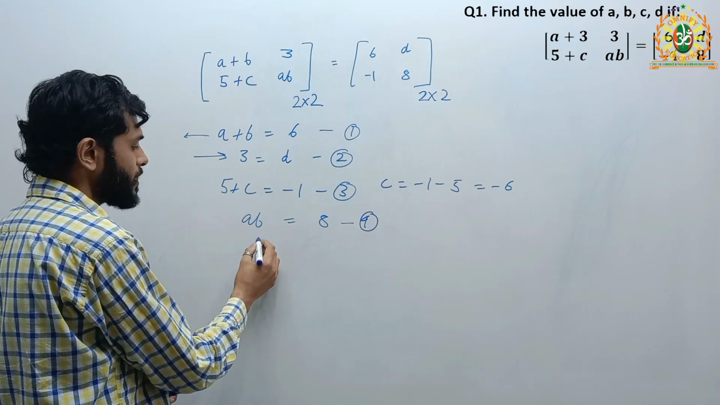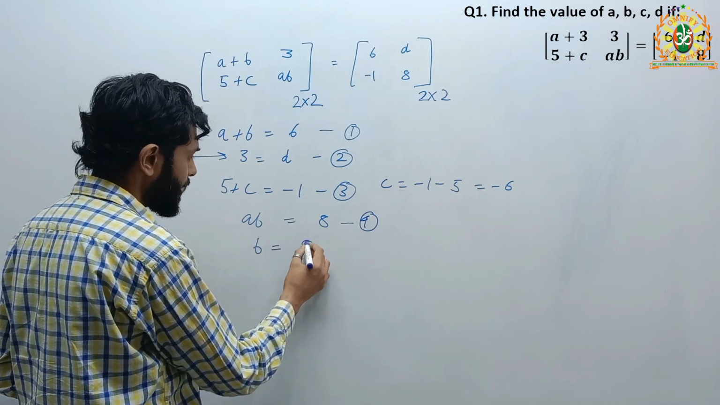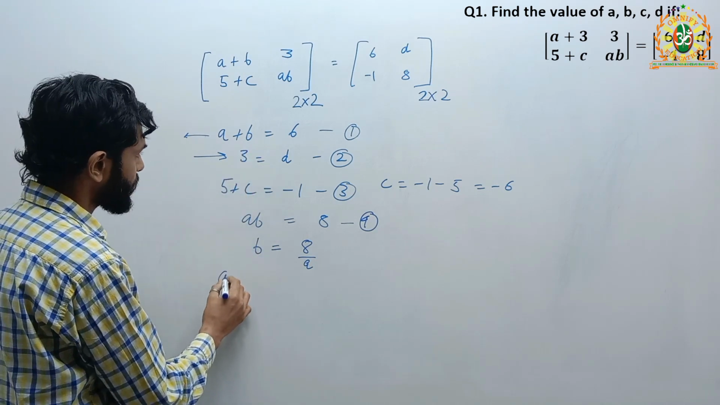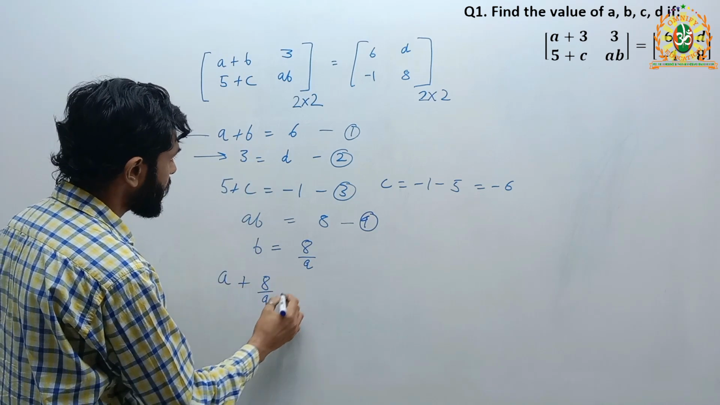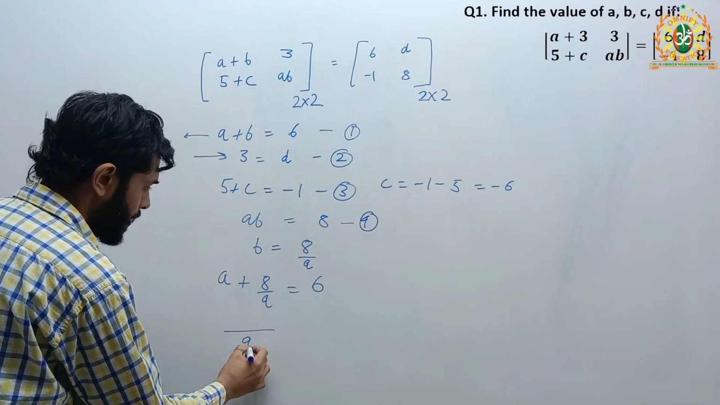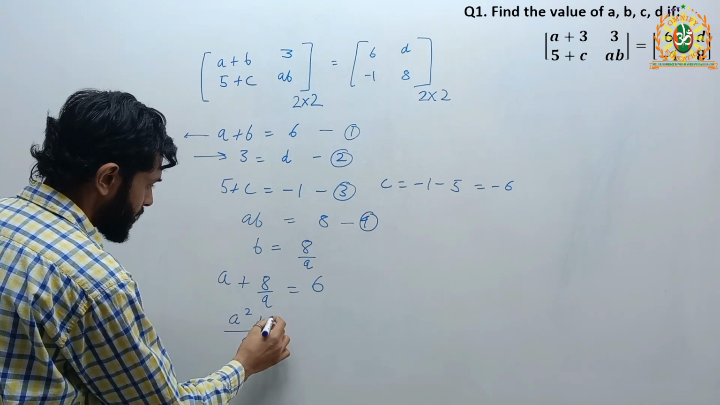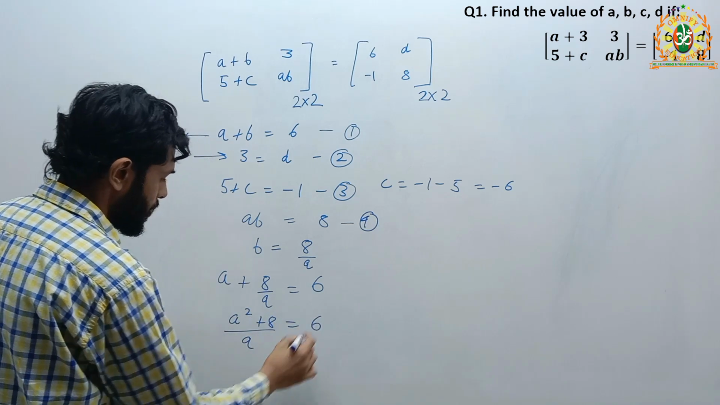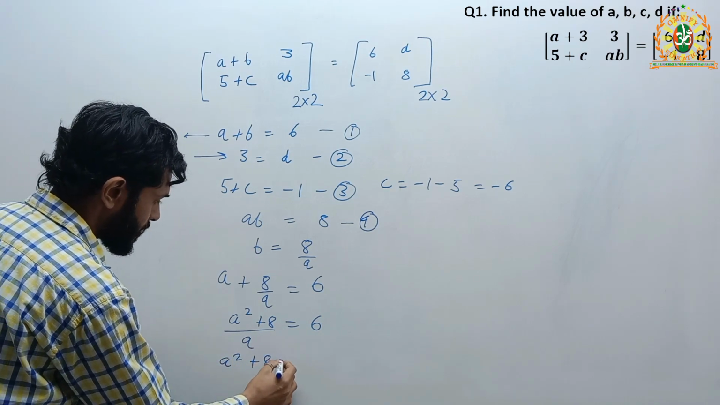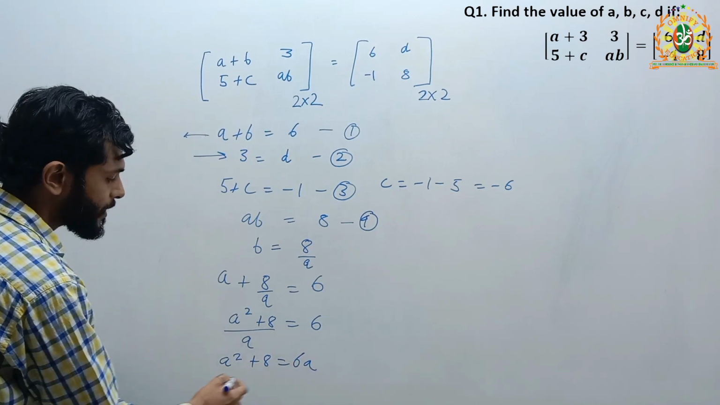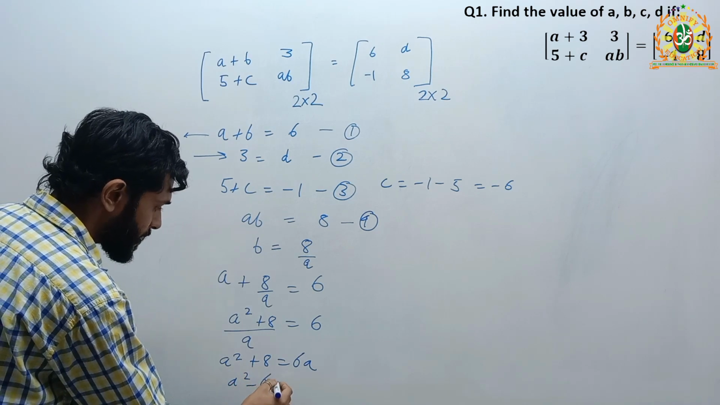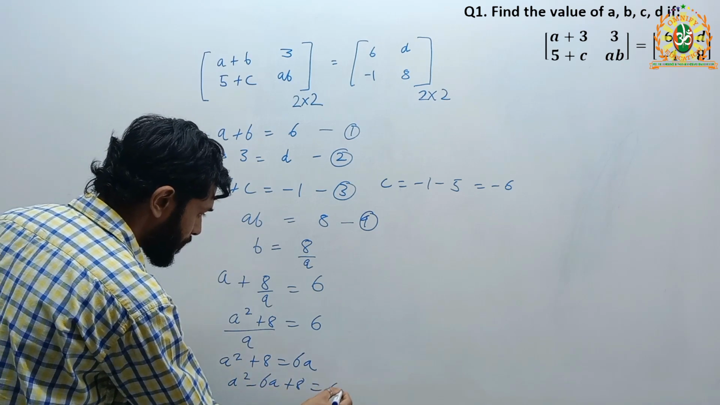Now taking out b, it can be written as b is equal to 8 upon a. Substituting the value of b in the first equation, you get a plus 8 upon a is equal to 6. On taking LCM, you get a square plus 8 is equal to 6a, which can be rewritten as a quadratic equation: a square minus 6a plus 8 is equal to 0.